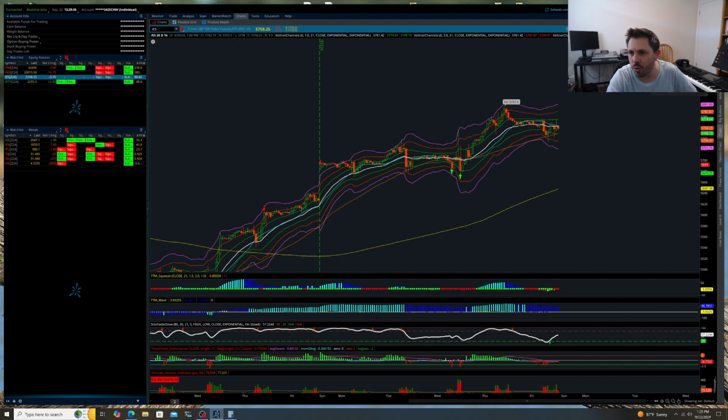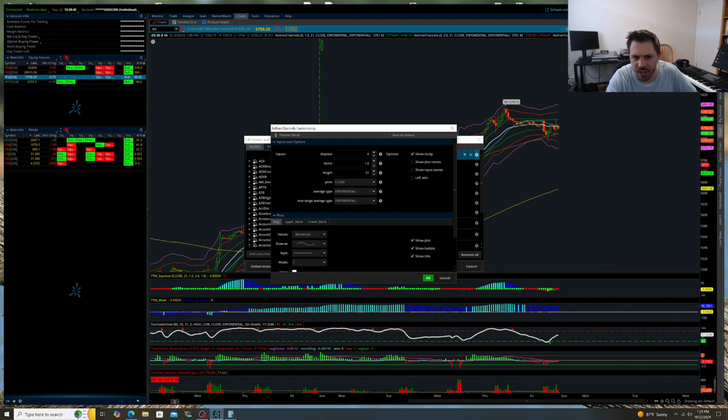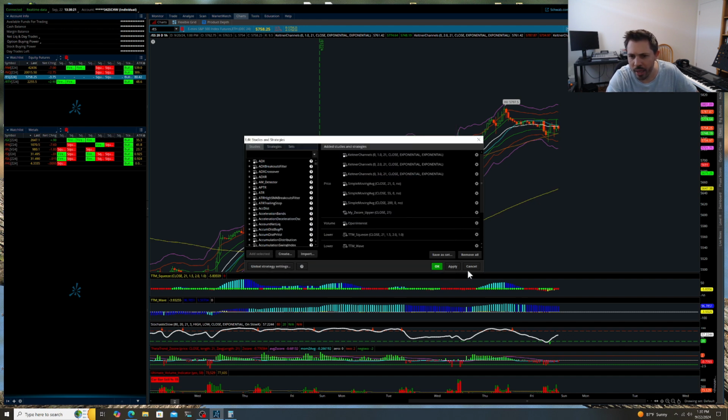I want to show you real quick how I set this up. If I come into edit studies, I have these 3 Keltner channels, and the factor is what you would think of as the standard distribution, right? A factor of 1 is 1 standard deviation, and that white line in the middle is a moving average. I like to set mine to 21 days. On this one, I set the factor to 2, length is 21 days, price is close, and I like to use exponential. Same thing for the third one, factor of 3, the moving average length is 21, okay?